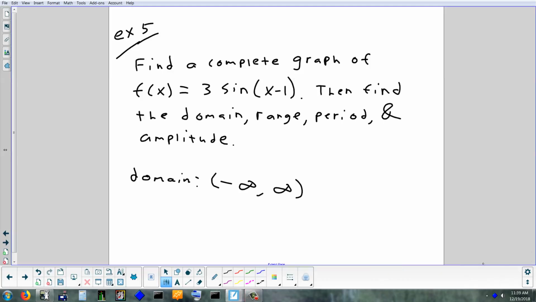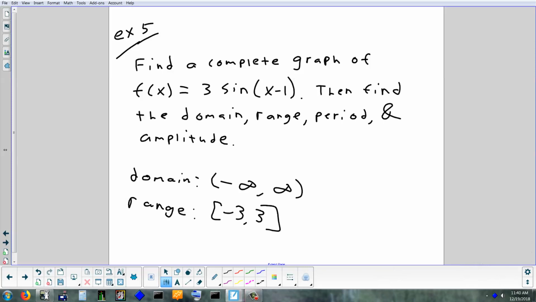Syntax error. All right, so the domain is negative infinity to infinity. Let's look at the range. What's the normal range for sine? Negative 1 to 1. And now what have we done to the range here? We've tripled it. So what's negative 1 to 1 tripled? Negative 3 to 3.